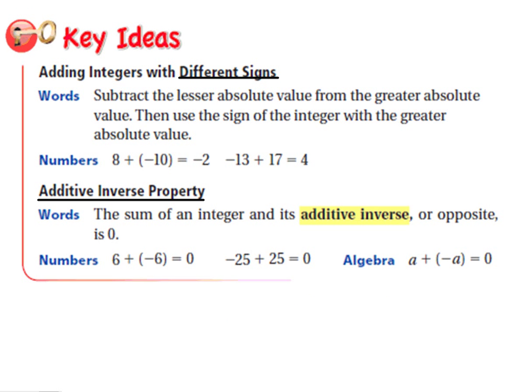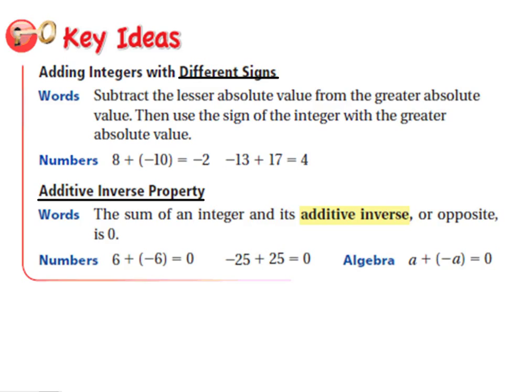All right, our key idea now is adding integers with different signs. So sometimes you'll add numbers where you have a positive number and a negative number. To do this, you subtract the lesser absolute value from the greater absolute value. And then you use the sign of the integer with the greater absolute value. So let's try it and take a look at 8 plus negative 10.